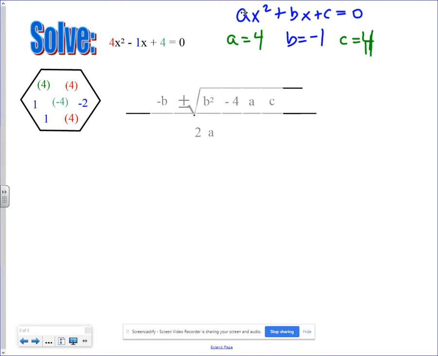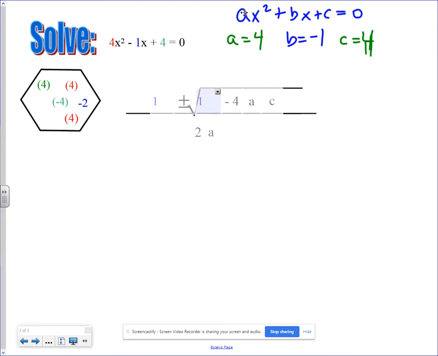Let's plug our values in. So we got the opposite of B. Well, B is negative 1. The opposite of negative 1 is positive 1. So put 1 there. B squared. So take negative 1 and square it. So negative 1 times negative 1 is going to be positive 1.